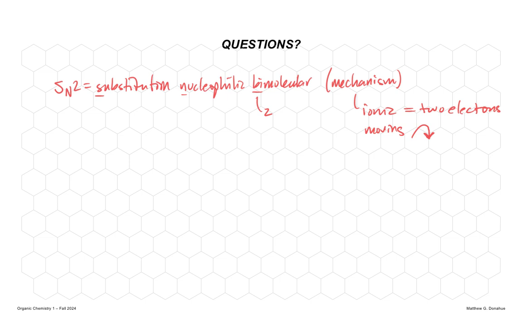Reactions have a specific mechanism by which they occur. And so the mechanisms that we're studying now are classified as ionic, which means two electrons are moving. It's kind of subtle, but that's what that double-headed arrow means. Single electron is radical, and then it has sort of a fishhook-looking arrow.